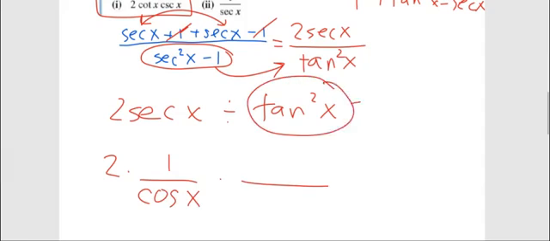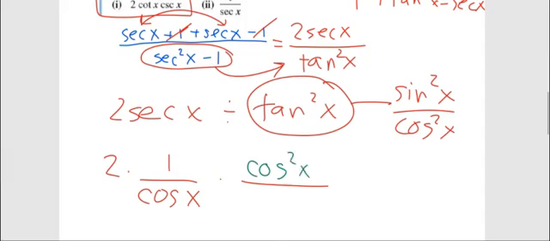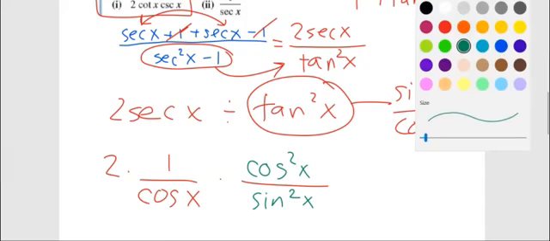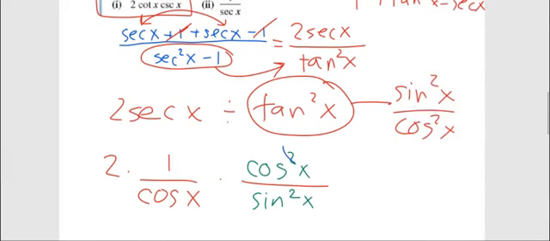times, now think about this. If this was sine squared over cosine squared, and we were doing that whole keep, change, flip idea, what is it going to be multiplied by? Cosine squared over sine squared. Anything cancel out? We can get rid of how many of the cosines? One of them.